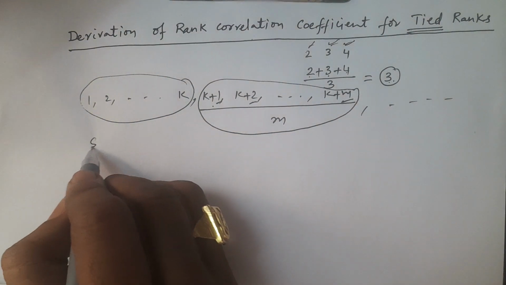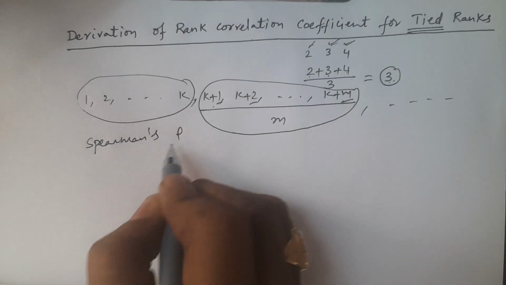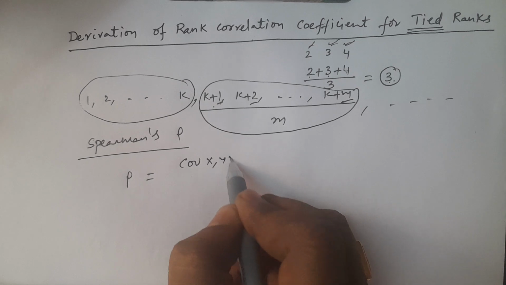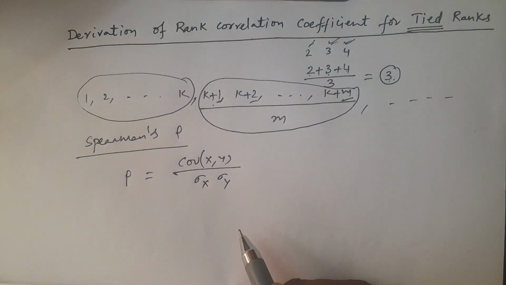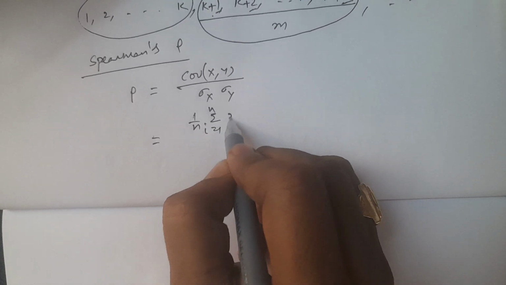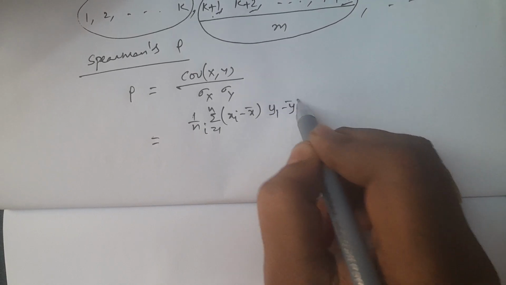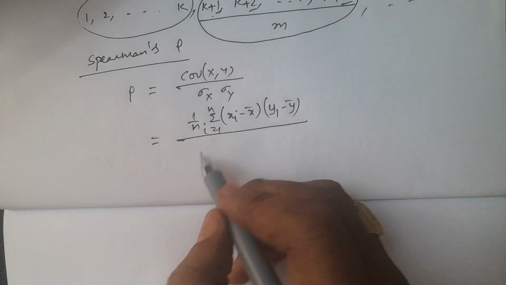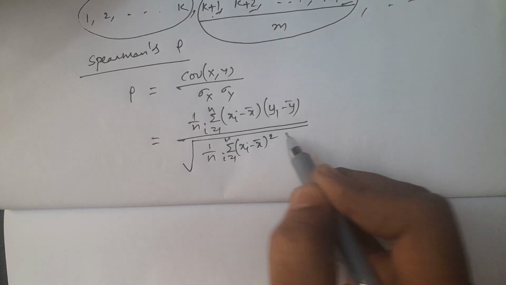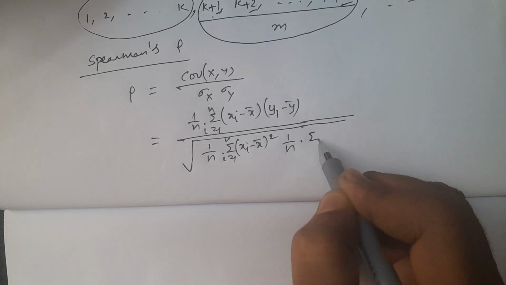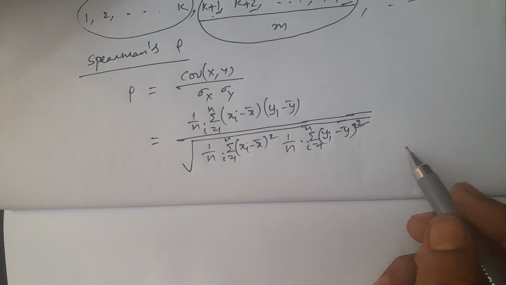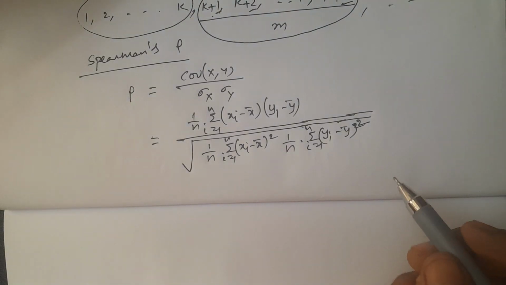As usual, I am considering the Spearman's rank correlation coefficient formula. Spearman's rho, rank correlation coefficient formula. Rho is equivalent to the covariance of x comma y divided by sigma x sigma y. Firstly, what is covariance of x comma y? It is equivalent to 1 by n summation i is equal to 1 to n xi minus x bar into yi minus y bar, divided by sigma x sigma y, the square root of standard deviations, hence 1 by n summation i is equal to 1 to n xi minus x bar whole square into again 1 by n summation i is equal to 1 to n yi minus y bar whole square. Clear? This is the usual formula.